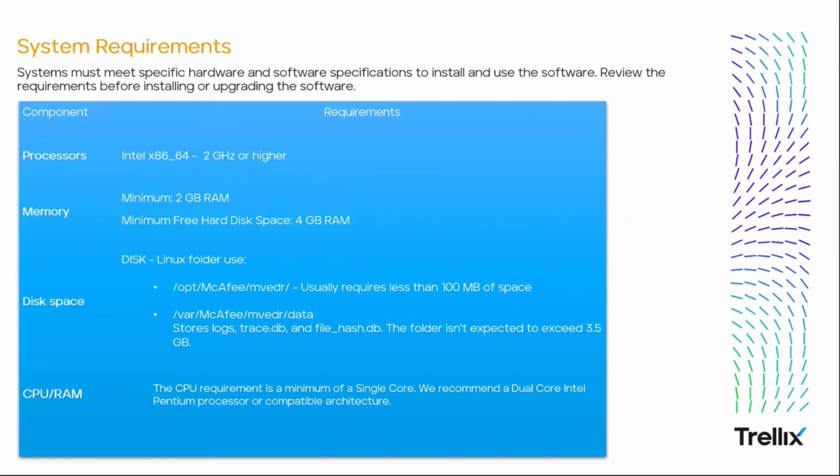Looking at the requirements, EDR supports Intel 64-bit processor running 2 GHz or higher for both Linux and Mac, and a minimum of 2 GB RAM and 4 GB of hard disk space is required for the installation and functioning of the product.